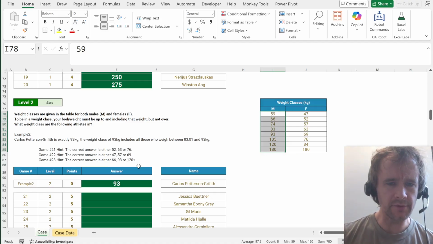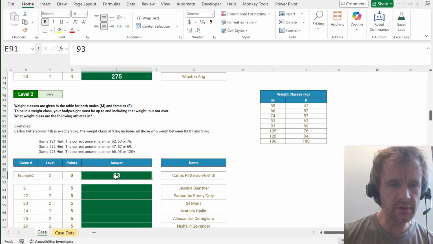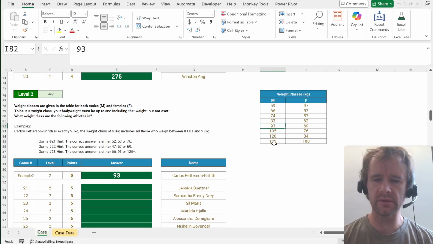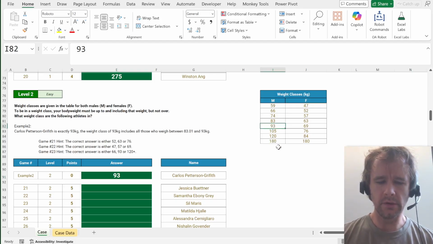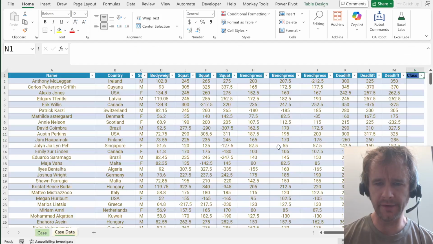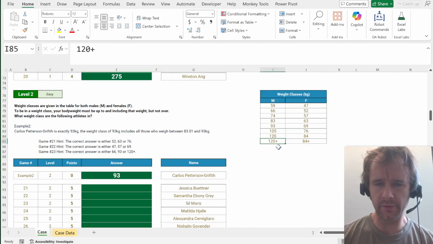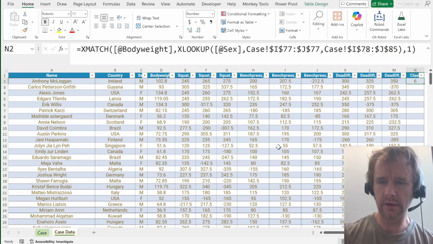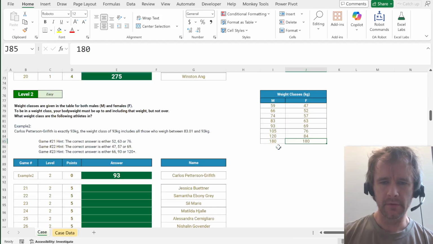What weight classes are the following athletes in? 93? Oh, God, you have to name it that. Oh, that's annoying. So what were these before? 120 plus and 84 plus. Okay. So plus and 84 plus.